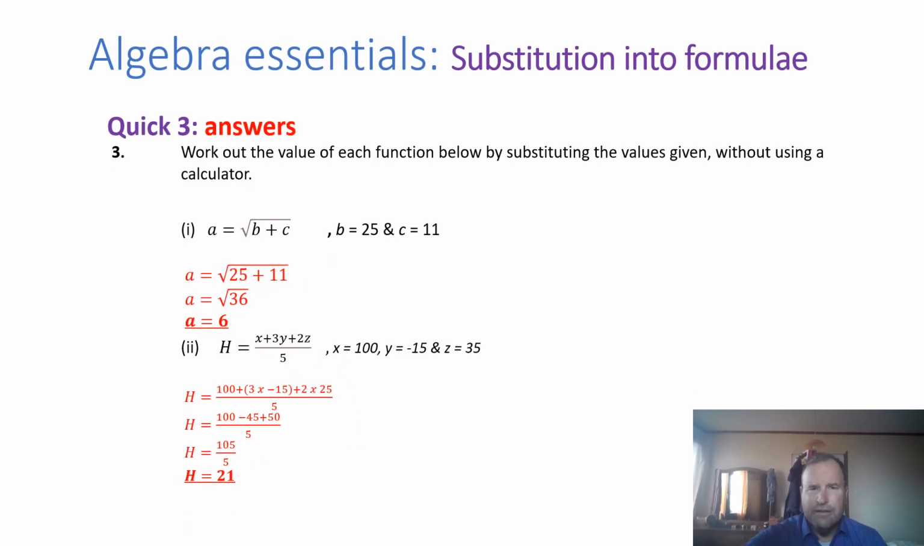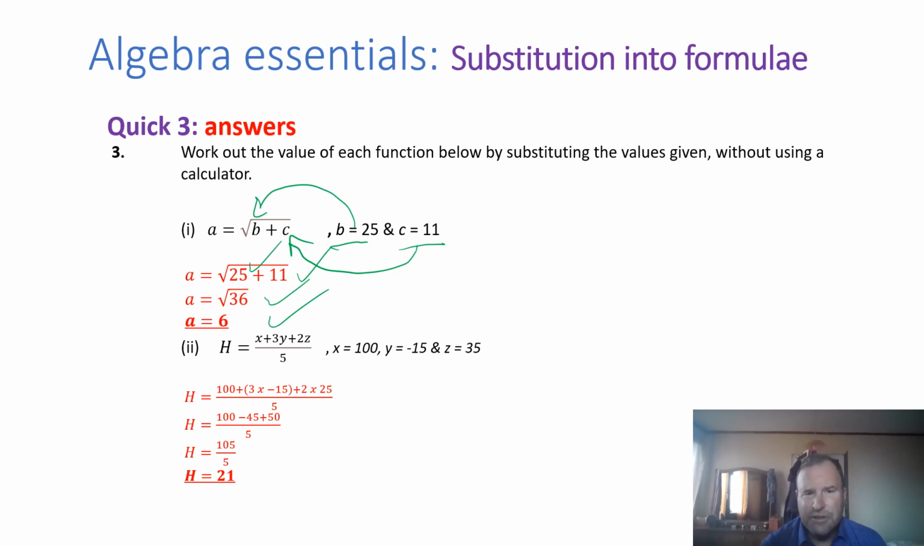Here's the last part. Work out the value of each by substituting in the numbers. So given b, given c, you substitute b in here and substitute c in here. There's the numbers, 25 plus 11. Quick calculation in your head, 36, square root of 36, only taking the positive value, is a equals 6.